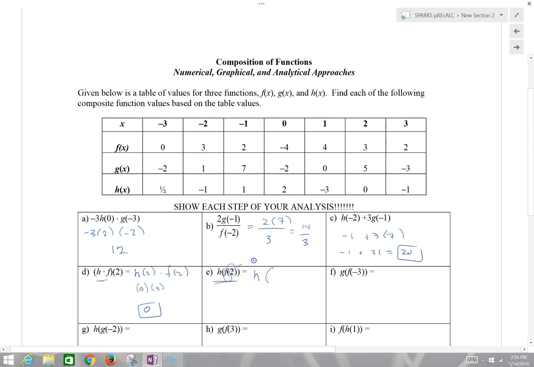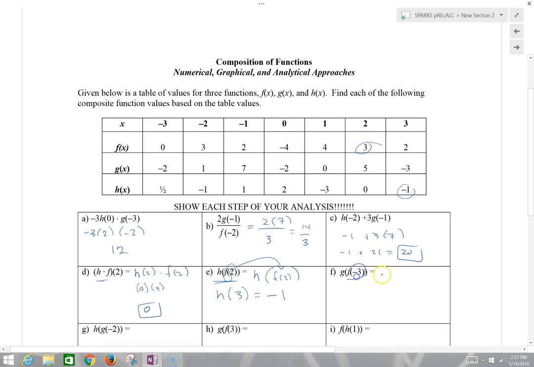So now this notation says we're going to do h, but first we have to figure out f of 2. F of 2 goes inside of h. So this is h of f of 2, which is h of 3. Then we go down to h and we find h of 3 and then we get -1.